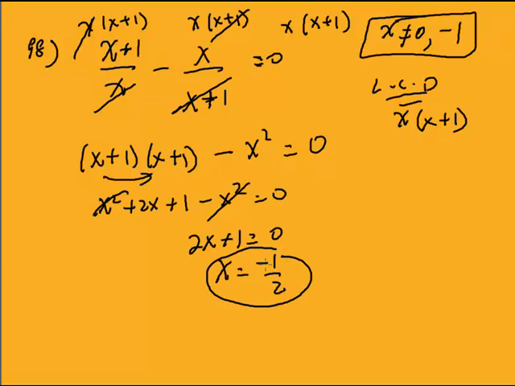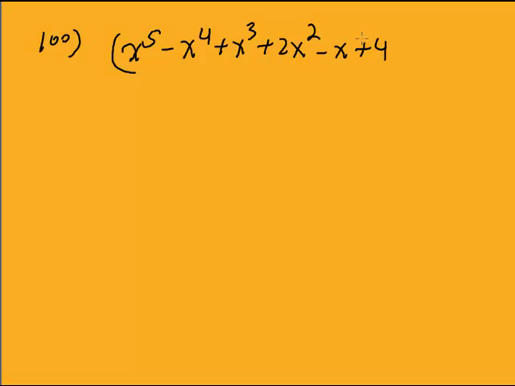Let's go to long division. I'm sure you've probably forgotten how to do long division. We did this in Algebra 3-4. This is number 100, a quick review of long division. You have x to the fifth minus x to the fourth plus x to the third plus 2x to the second minus x plus 4, and we want to divide that by x to the third plus 1.